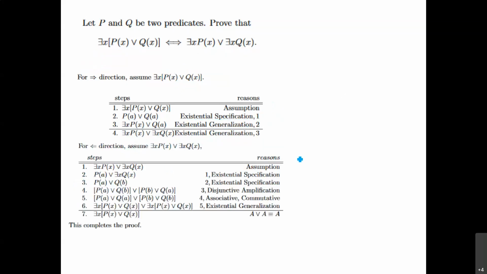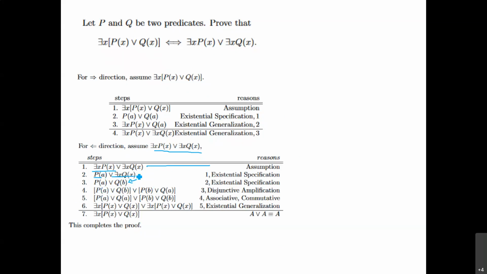The other way around, you assume the right-hand side and you want to reach the left-hand side. So this is your assumption. The first one, P of A. Then the second one is actually Q of B. With the existential specification, you can't here assume that they're the same X, like we said before. So P of A or Q of B.